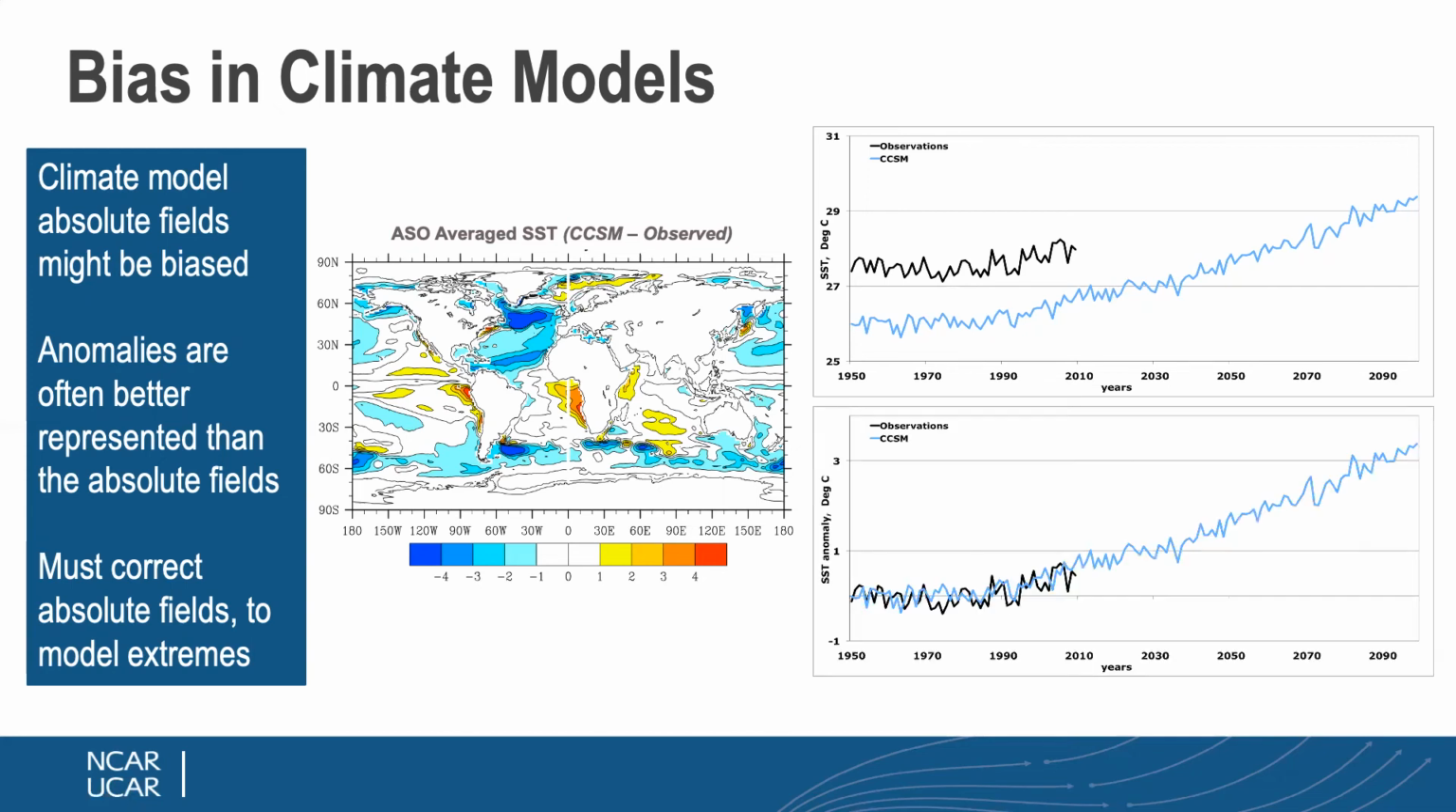But if we look at the anomalies in this field, you can see that these two lines collapse on top of each other, and the climate model does do the anomalies very well, although the absolute fields might not be as well represented.